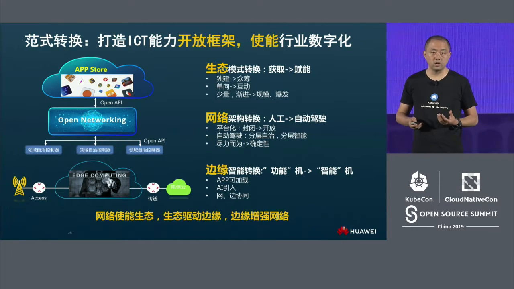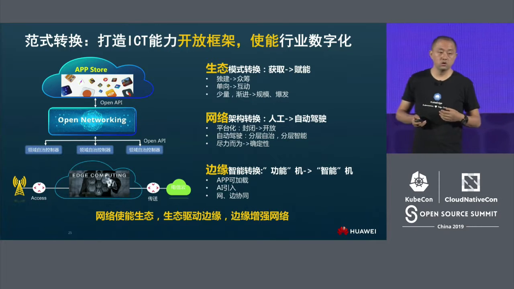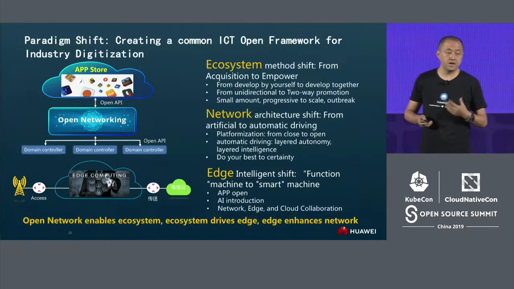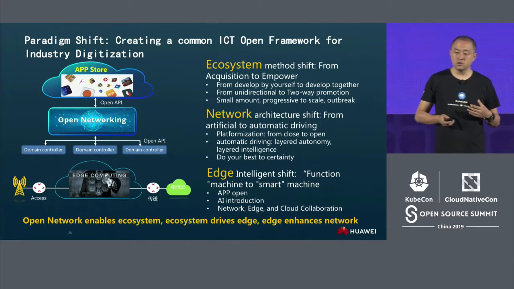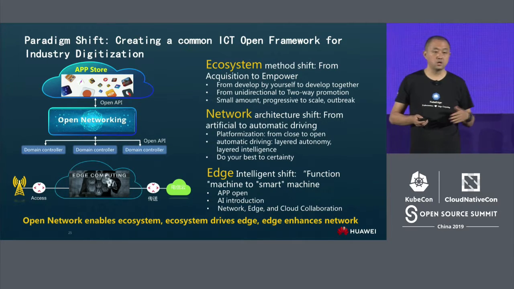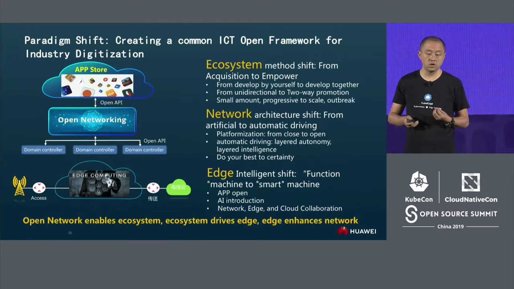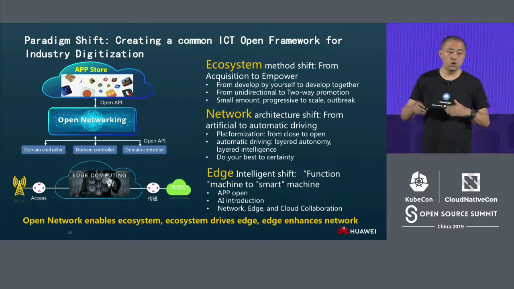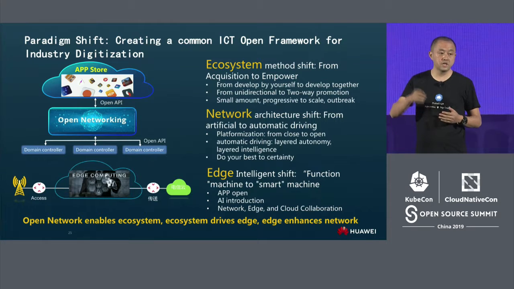The solution is to build the open ICT framework and enable the digitization. There are 3 layers of this architecture. The upper one is the ecosystem. We need to change the development model and to have the ecosystem being enabled. The second is the middle layer, that is from manual work to automation. And the third is the edge, that is intelligent transformation, like the feature mobile phone changed to the smart mobile phone. This is with the network as an enabling infrastructure.